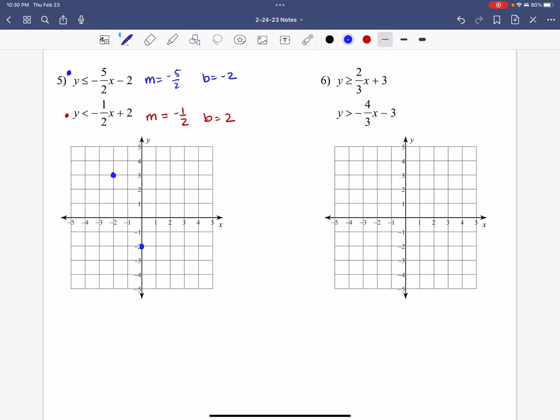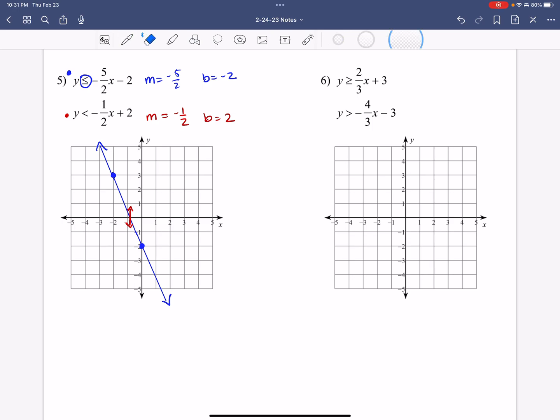Now, it is going to be a solid line because it is equal to. So I am going to go ahead and draw this solid line right here. I'm going to connect them all the way. It's a little bit of a crooked line. So then it's going to be -2. Again, I told you guys to remember to draw this little line. So this is going to be above, and this is going to be below.